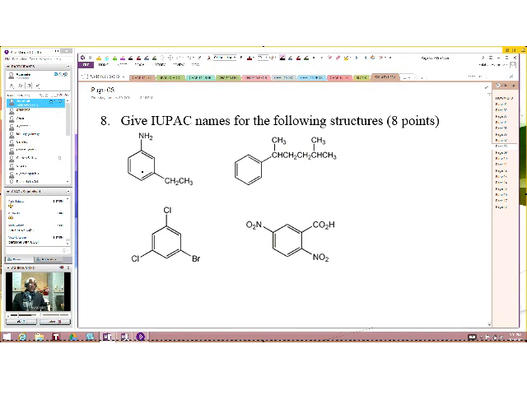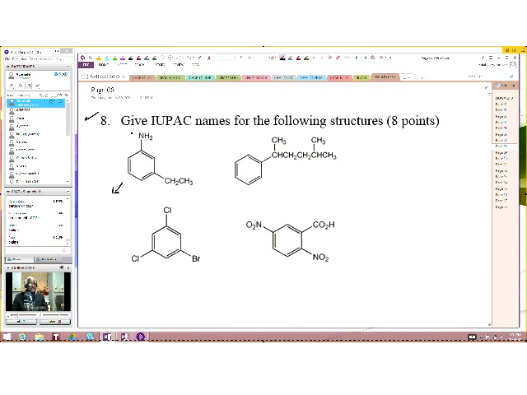Okay. Another nomenclature problem. Okay, Kiara, can you go ahead and read this for us if your mic is still working? Kiara Wallace: Give IUPAC names for the following structures. Okay, thank you. Now, so what is the base name for this? What do you want to use for the base name for this? Let us do this one first. This one. What do you want to use?